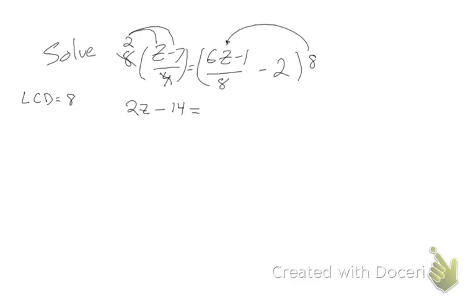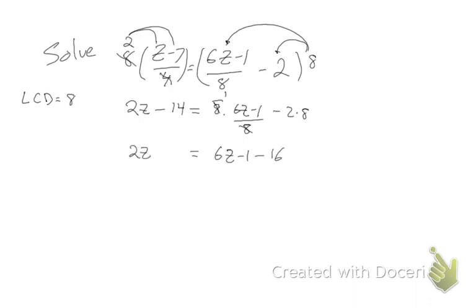First thing I want to do is multiply the first term by 8. I'll have 8 times the fraction, 6z minus 1, all over 8, and then negative 2 times 8, minus 2 times 8. Just like before, the denominator is going to go into my 8 evenly. 8 goes into 8 once. 1 times 6z minus 1 is 6z minus 1. And then negative 2 times 8 is minus 16.